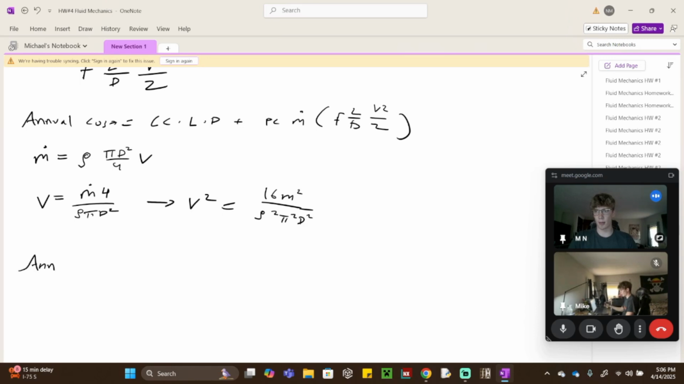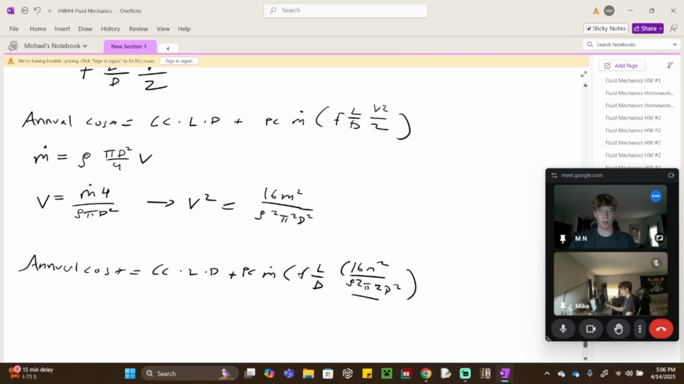So let's write it out again. Annual cost equals our Cc times the length times diameter plus the power cost times our mass flow rate multiplied by our friction factor, so F L over D. Substitute the V squared in, so we get 16 m dot squared over rho squared pi squared D squared over 2.